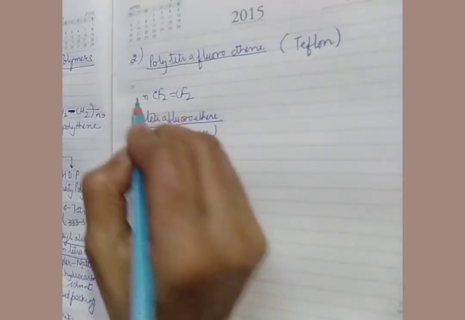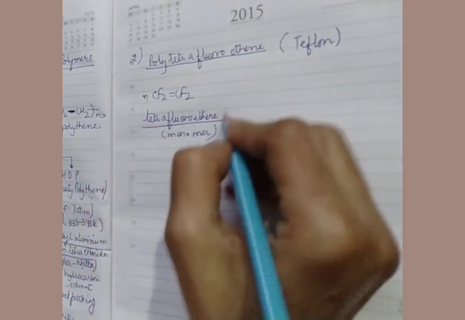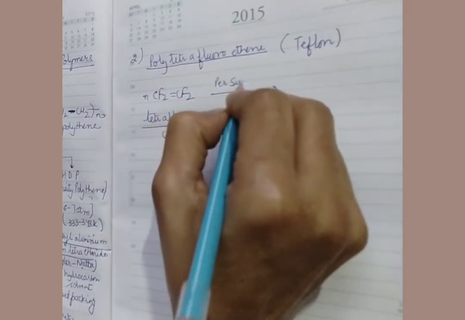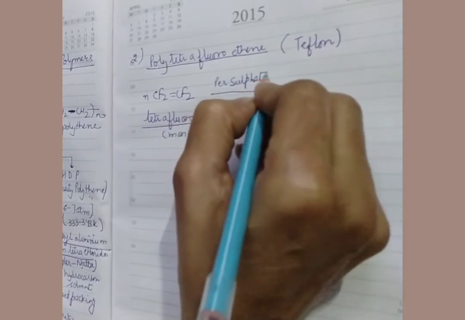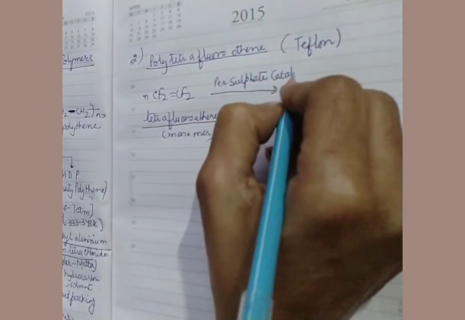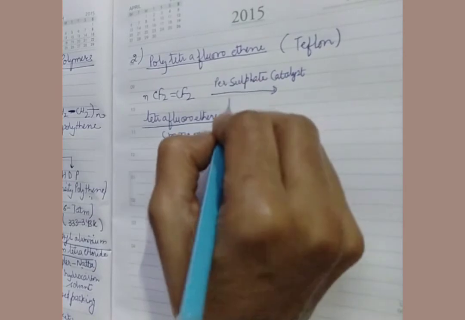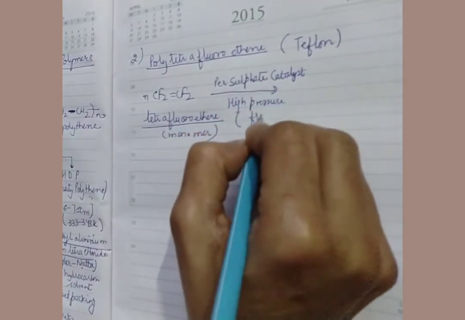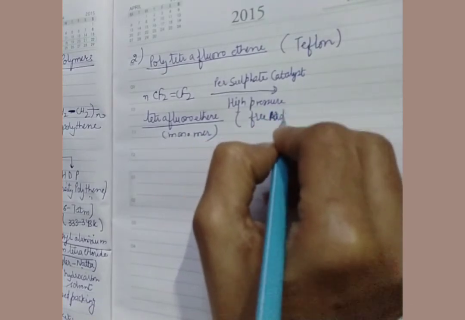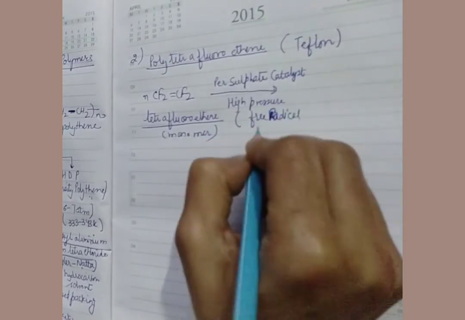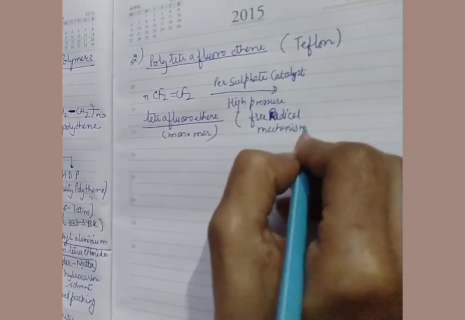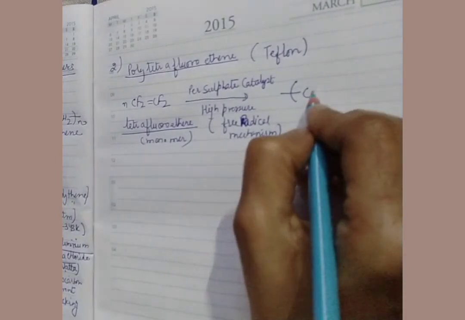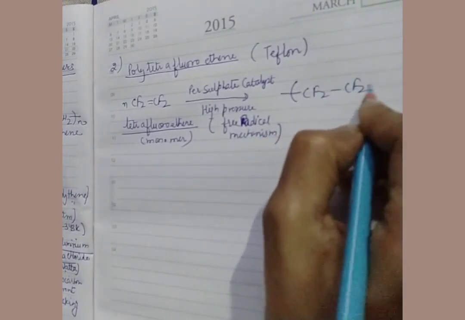Now this is the name of the monomer, CF2. So the N unit of this has been used under high pressure, and the catalyst which has been used is persulfate catalyst. High pressure is being required, and the mechanism which we are using is again free radical mechanism. And they are being able to produce Teflon.